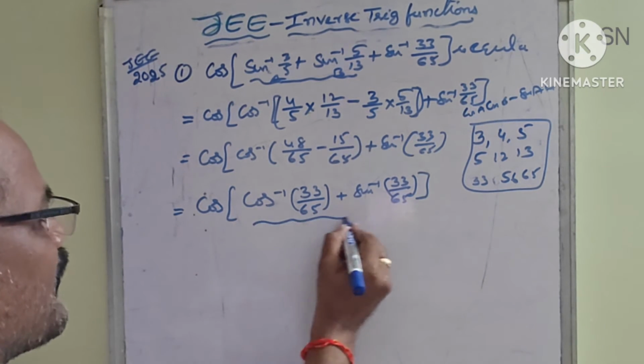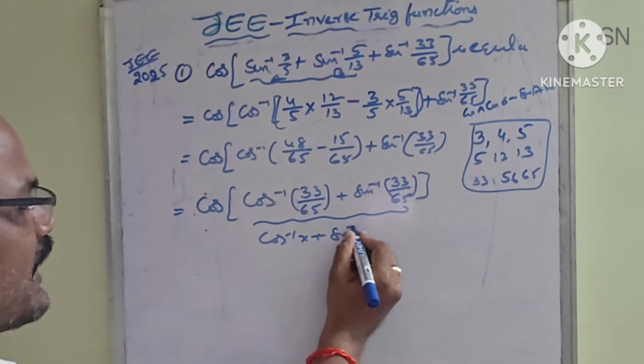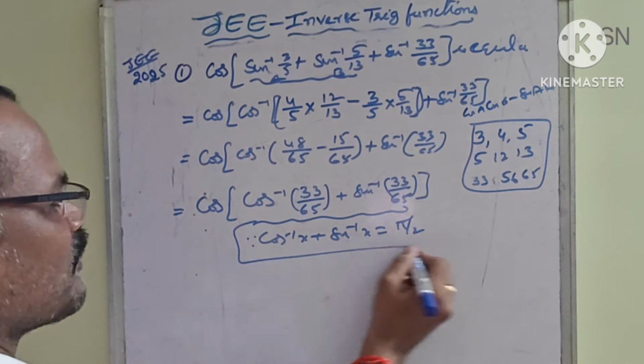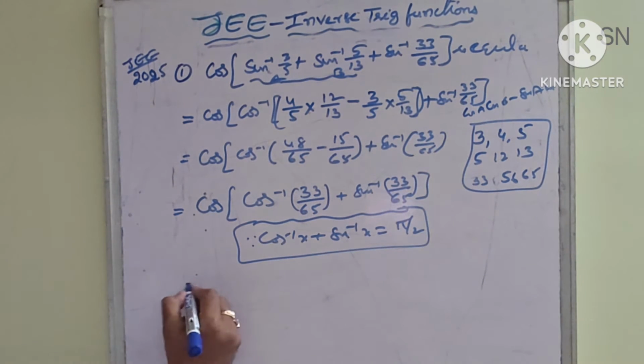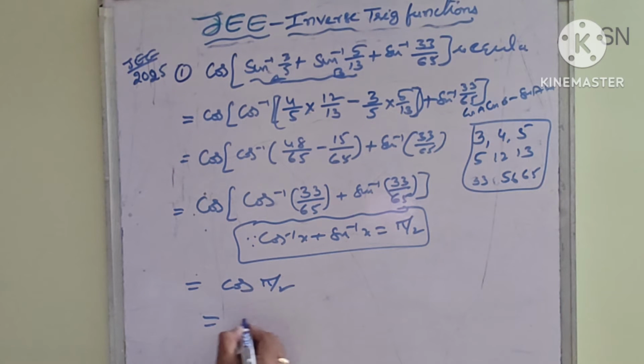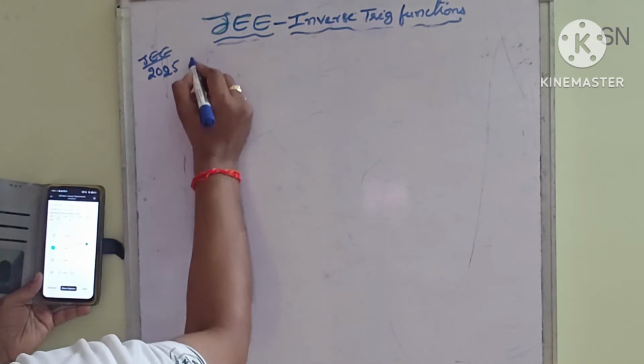So we know that formula. Here cos inverse x plus sin inverse x means pi by 2. So this is the formula. Now apply the formula. Cos of this value is pi by 2, cos 90 is 0. The answer is 0.